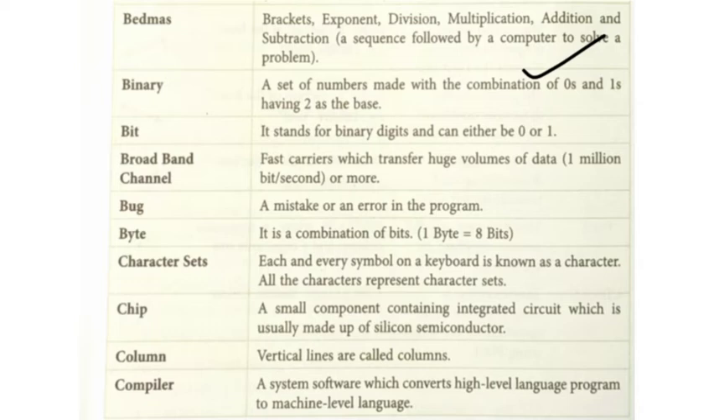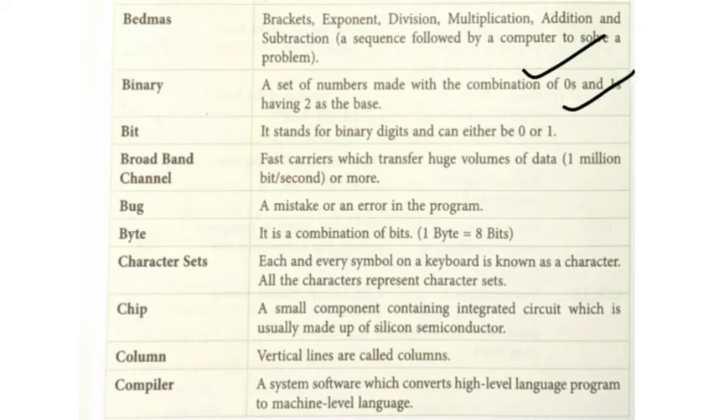The next is binary. Now what is binary? A set of numbers made with the combination of zeros and 1 having 2 at the base, right? Binary digits we have studied. Computer only understands two words, that is 0 and 1, and that is known as binary digits, or you can say computer language as well. So here you can see a number made with the combination of zeros and 1 with base 2, and it is called binary, and 0 and 1 are the binary digits.